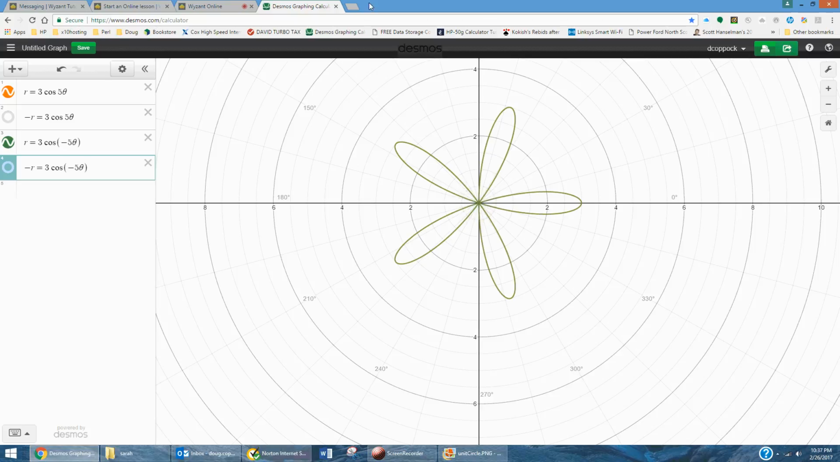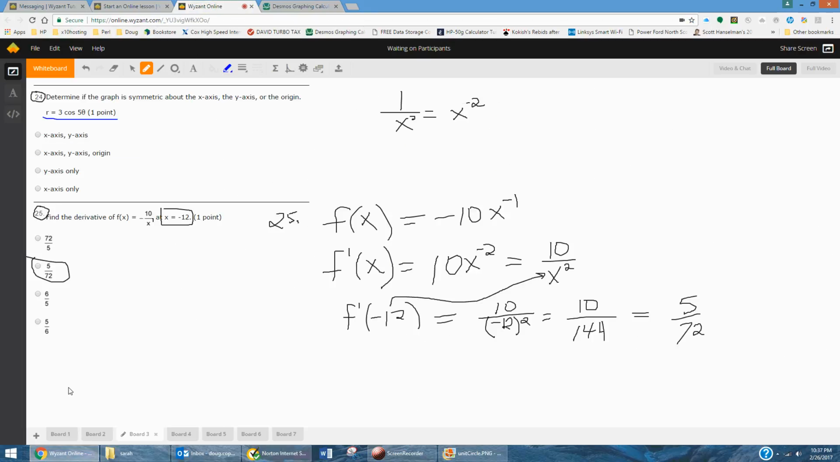I'm not even going to try to explain it. So just normally, when it's just a cosine sitting out here by itself, it's x-axis. Okay, that's going to have to be your guess.